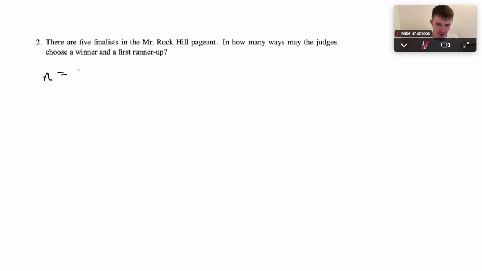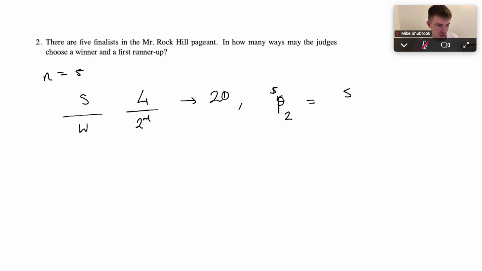So we've got 5 finalists, so n is 5. How many ways can we choose a winner and a first runner-up? So we've got 2 positions that we want to fill, the winner and second place. Now, there's 5 people who can be chosen as the winner, but whoever is chosen as the winner can't also be second place. So there's only 4 choices for second place. So the answer is 20, 5 times 4. Alternatively, it's just 5 P2. So 5 factorial over 3 factorial, which is 20.